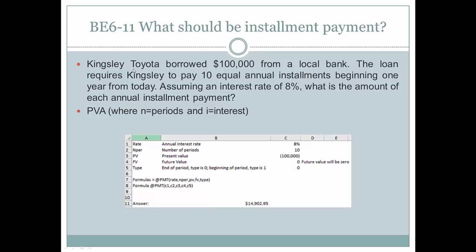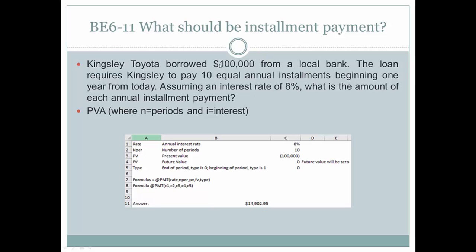Next, what should be the installment payment? So Toyota borrowed $100,000 from the local bank. The loan requires them to pay 10 equal installment payments beginning 1 year from today. So this is going to be an ordinary annuity because it's 1 year from today. Assuming an interest rate of 8%, what is the amount of each annual installment payment? Again, you would know this, but they're trying to get you to look at the time value of money from a bunch of different perspectives. So here we have our rate.